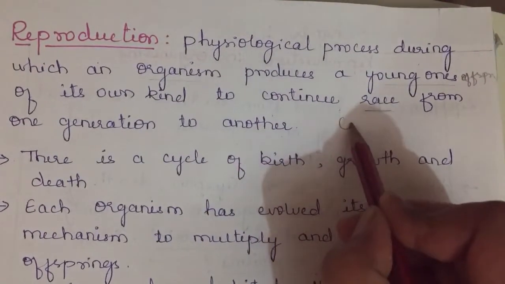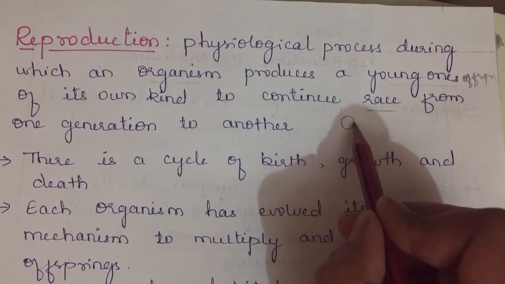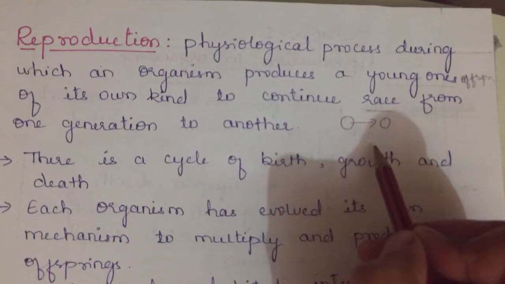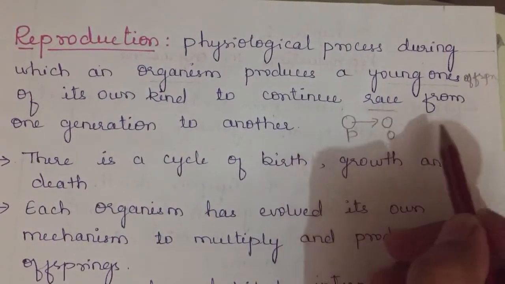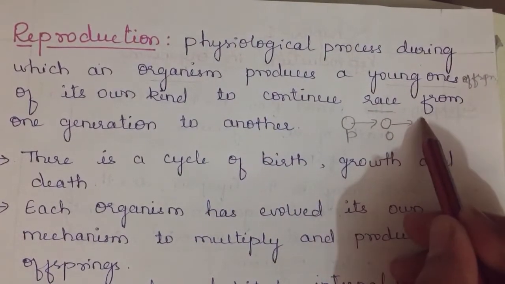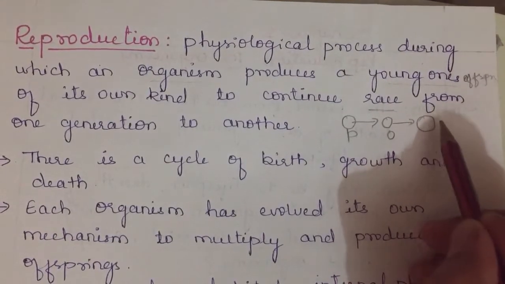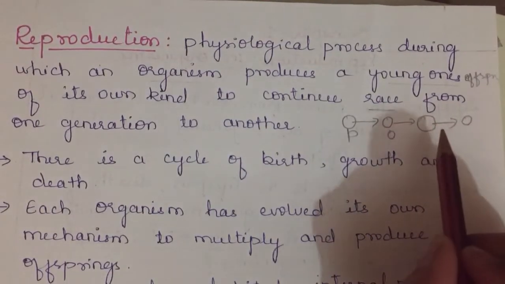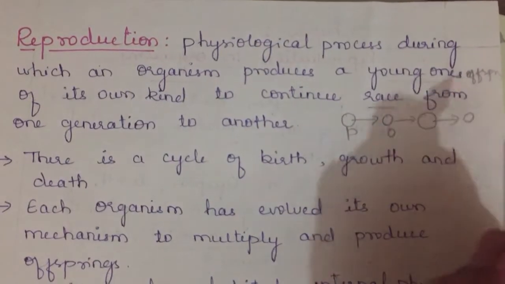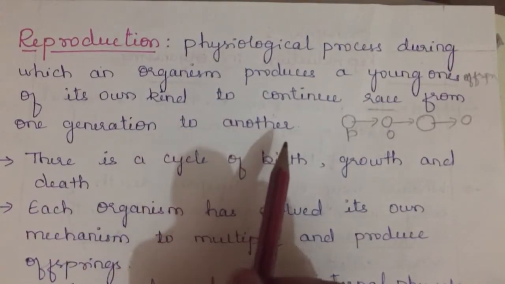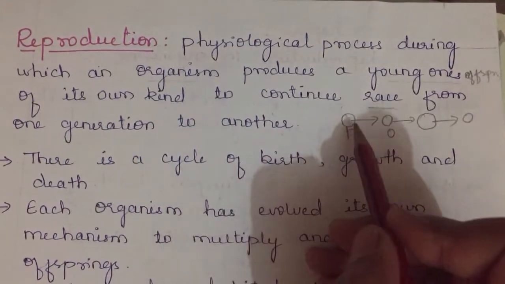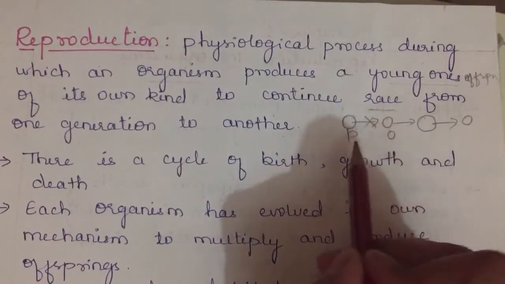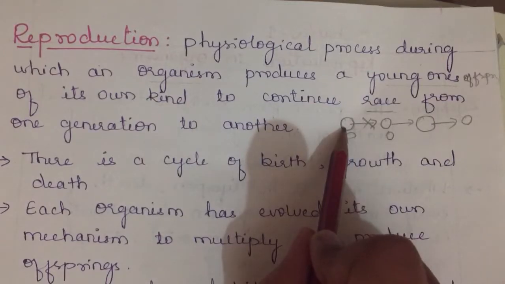If a parental organism is there and it should continue its generation, then what does it have to do? It has to reproduce its offspring. This is a parent and this is an offspring, and then this offspring will grow into an adult, and this adult again will act as a parent and give birth to young ones. And this continues. If reproduction does not take place in a particular species, what happens? If the parent is not producing offspring, then this species can become extinct.